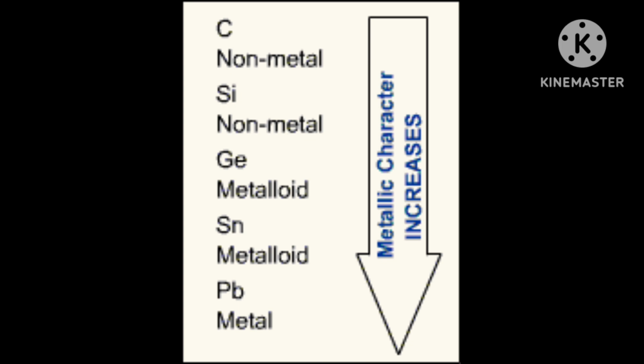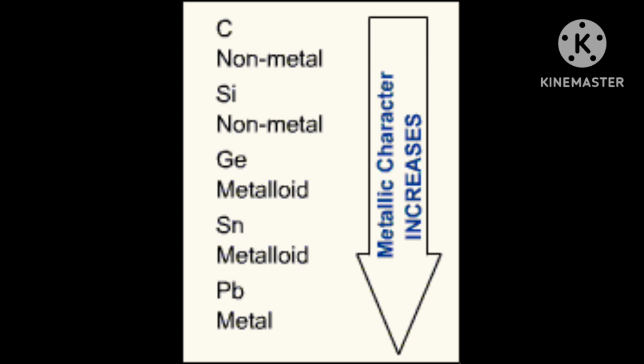Tin and lead are soft metals. In this group, the last two, tin and lead, are soft metals with low melting points. Melting points and boiling points of group 14 elements are much higher than those of the corresponding elements of group 13. This I have told in comparison with group 13 elements.